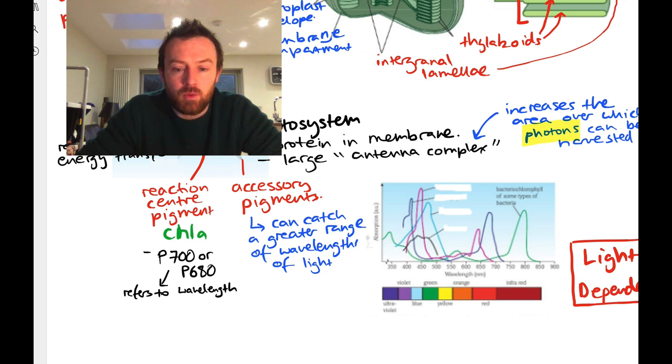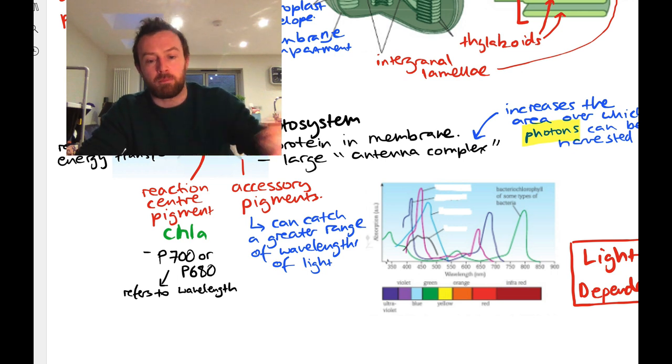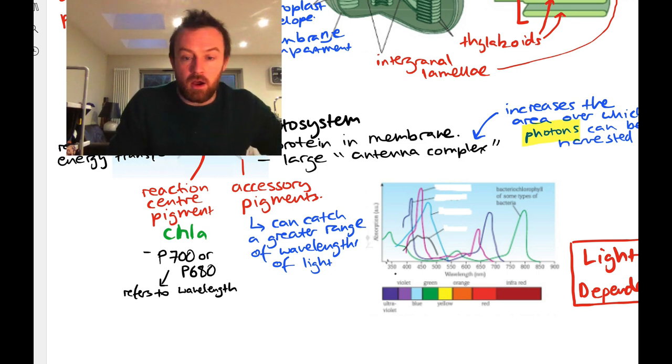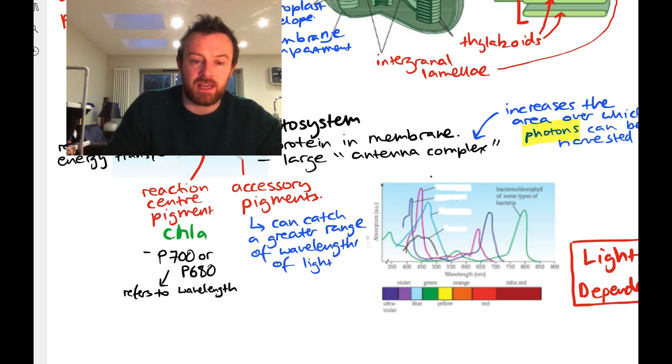Now, that would not be very good because you'd be missing out on all the other types of light. If it was only catching red, you'd be missing out on blues and violets and other slightly different shades of red and all that sort of stuff. So the accessory pigments can all catch slightly different wavelengths of light. So here they are in this graph, and you do need to know the names of some of them, but not necessarily exactly where they absorb.